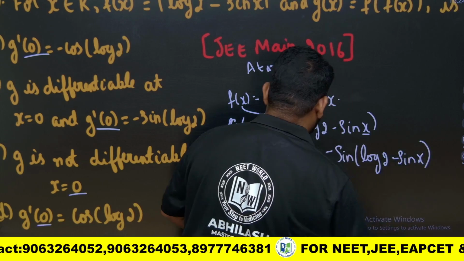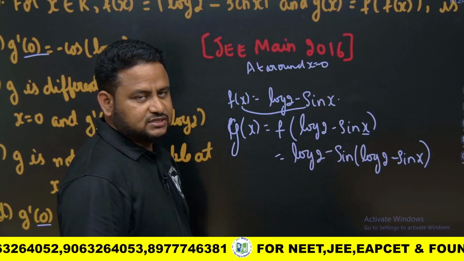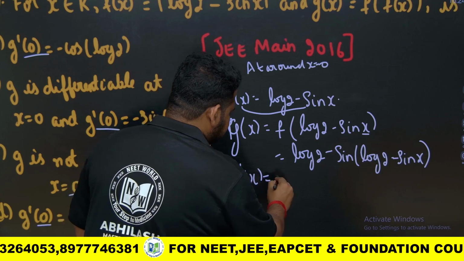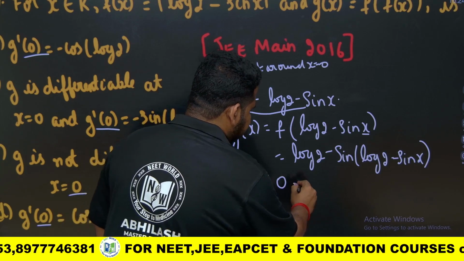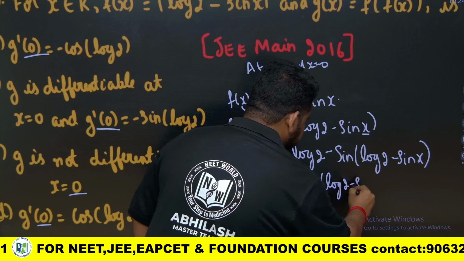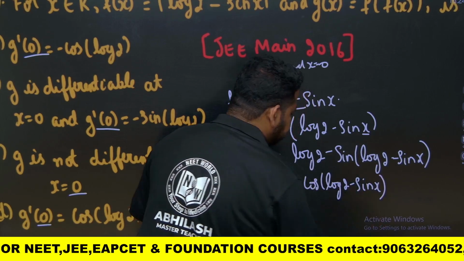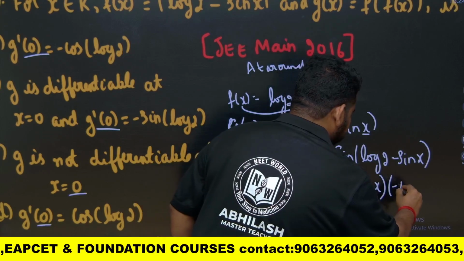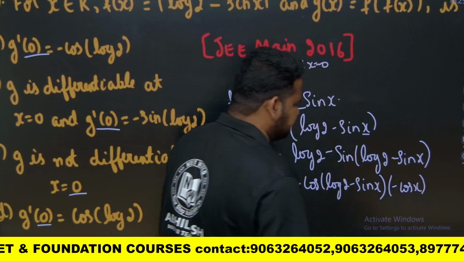Now, I have to differentiate this. If I differentiate, g dash of x, I will get 0 minus the derivative of sin, which is cos of log 2 minus sin x. Then, inside, if I differentiate minus sin x, I will get minus cos x.